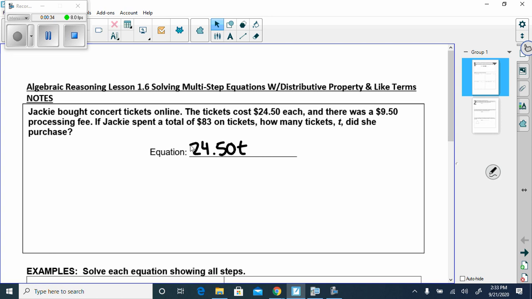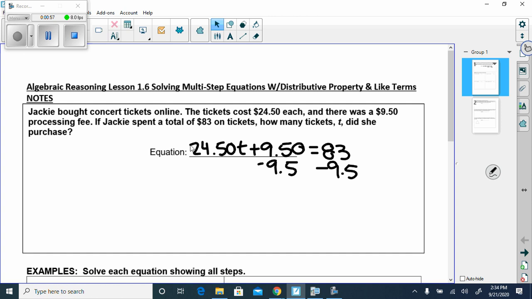And then it says she also paid a $9.50 processing fee on top of that. So I should put plus 9.50. Awesome. Equals $83. Good. All right. So what do y'all do to solve this? Subtract $9.50 from both sides. Okay. And what'd you get? 73.5.